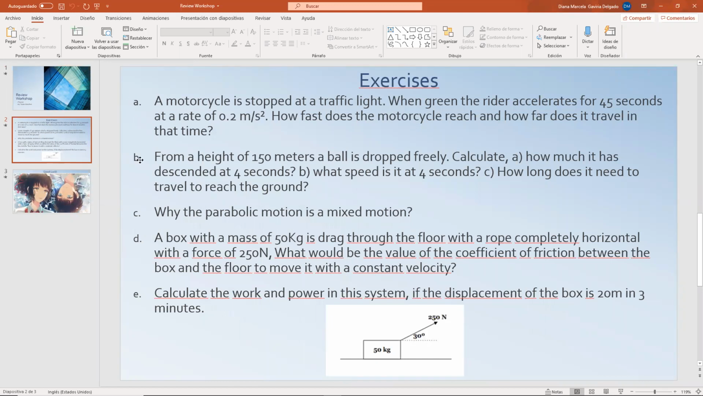The A and B are from kinematics. This is a uniform accelerated rectilinear motion. The B is free fall. The C is from a parabolic motion. The D and the E are from Newton's laws and work and power.